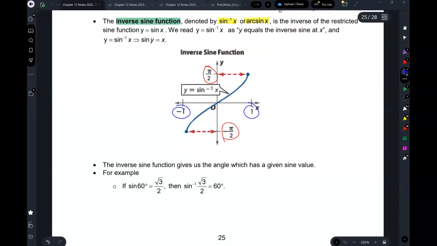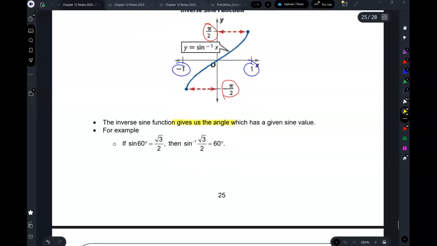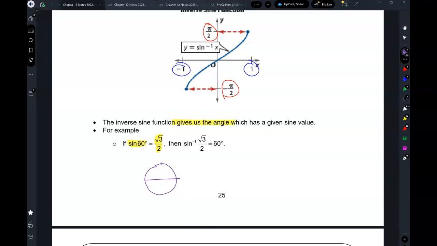Okay, so what do inverse sine and inverse cosine do? Well, they basically find the angle which has a given sine value. So for example, if I ask you what sine of 60 is, it's root 3 over 2. Okay? So sine of 60 is root 3 over 2. That's 60 degrees right there. The y value there is root 3 over 2.